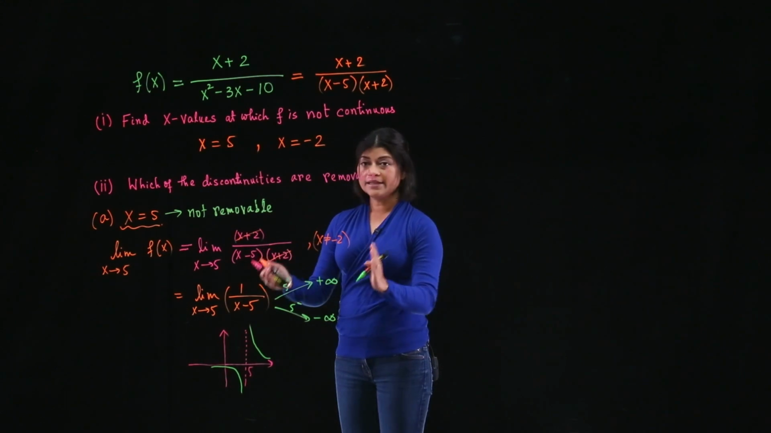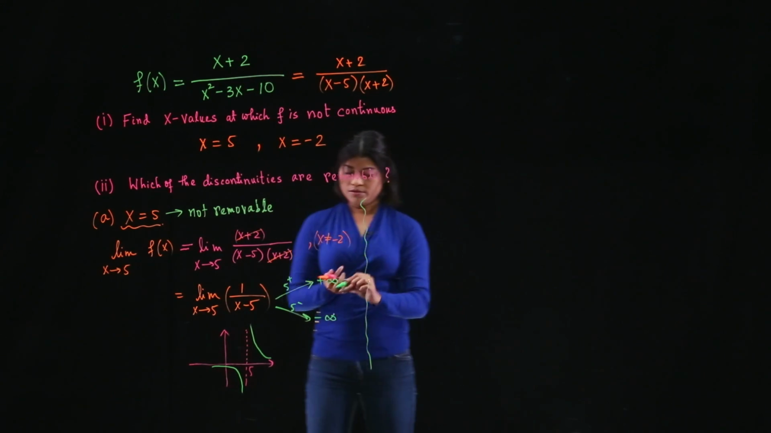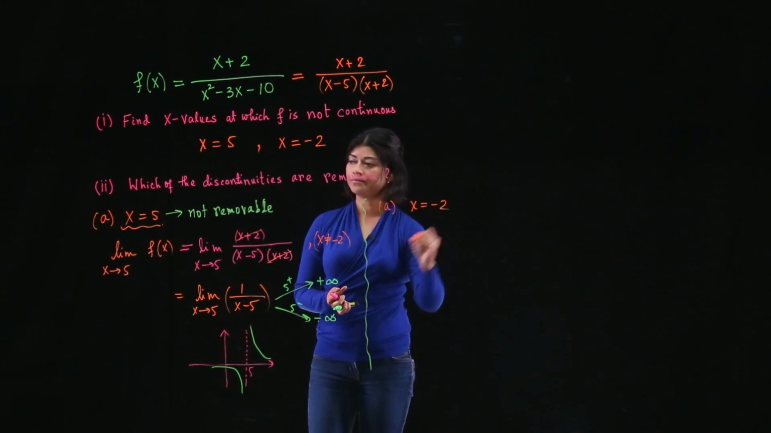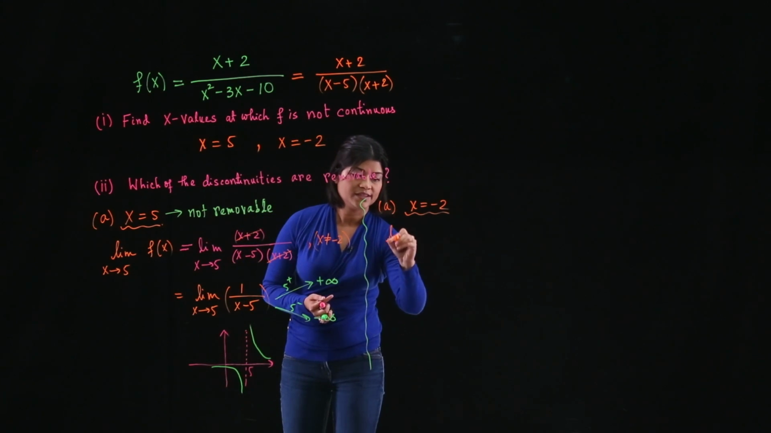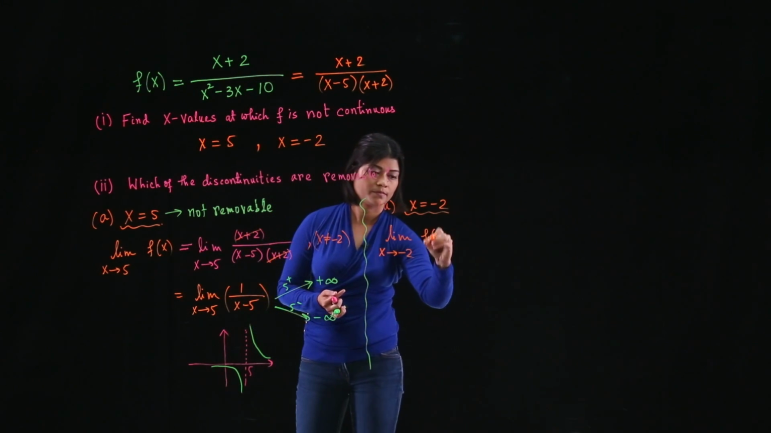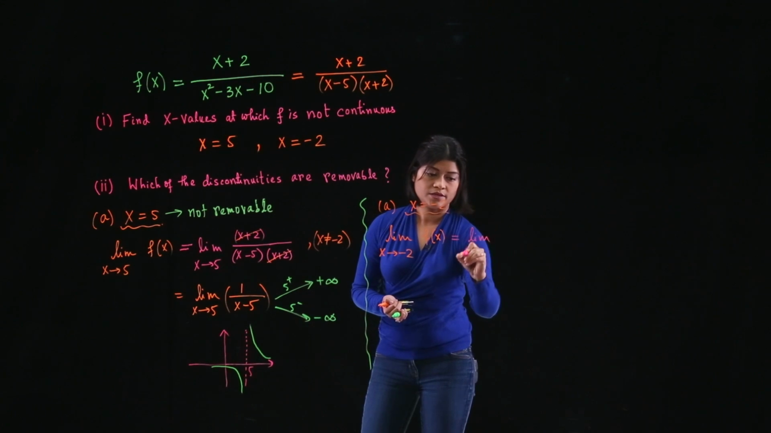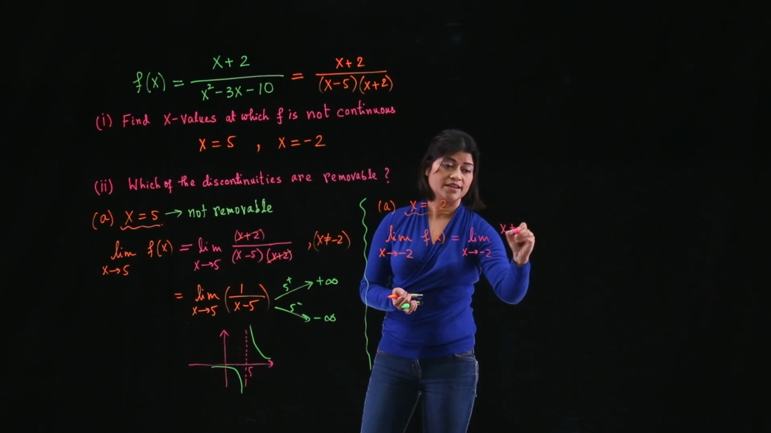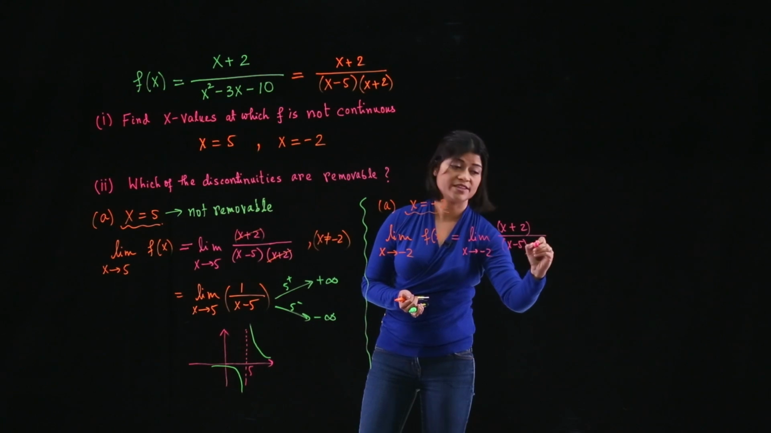Okay, let's do the same thing for the next one. So next we have the point x equals negative 2. Well, we do the same thing. We compute a limit, the limit as x approaches negative 2 of the function. So this is the limit as x is approaching negative 2 of this expression again: x plus 2 divided by x minus 5 times x plus 2.